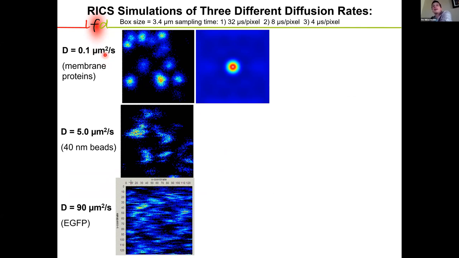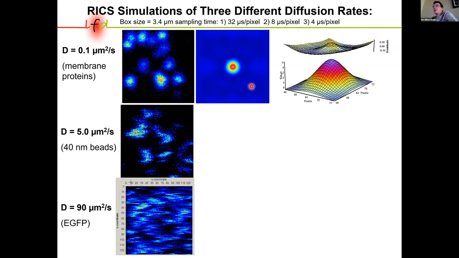Okay, so here is a simulation of a very slow diffusion, 0.1 micrometer square per second, which, for example, could be membrane proteins. If we raster scan an image, we just see those molecules, and then the 2D correlation function will look pretty much symmetrical. On the right-hand side is just a pseudo 3D illustration of the shape of the function in the center. Okay, now let's go a bit faster.